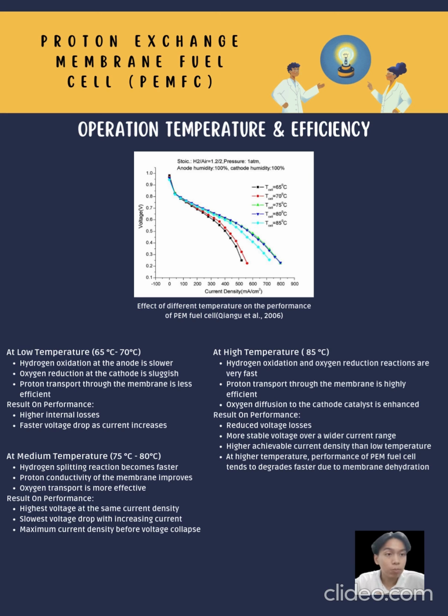At higher temperature, the performance of PEM fuel cells tends to degrade faster due to membrane dehydration. And that's why at the highest temperature, which is 85 Celsius, the maximum current density is still lower than at the medium temperature. Thank you.